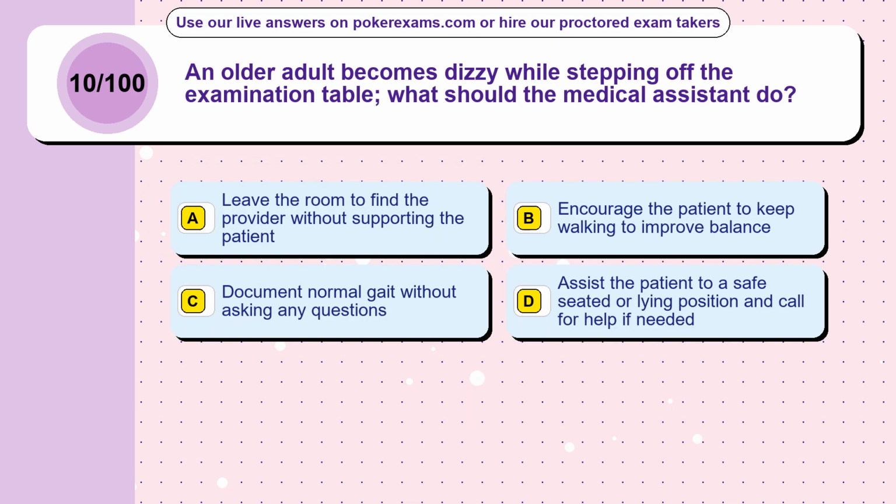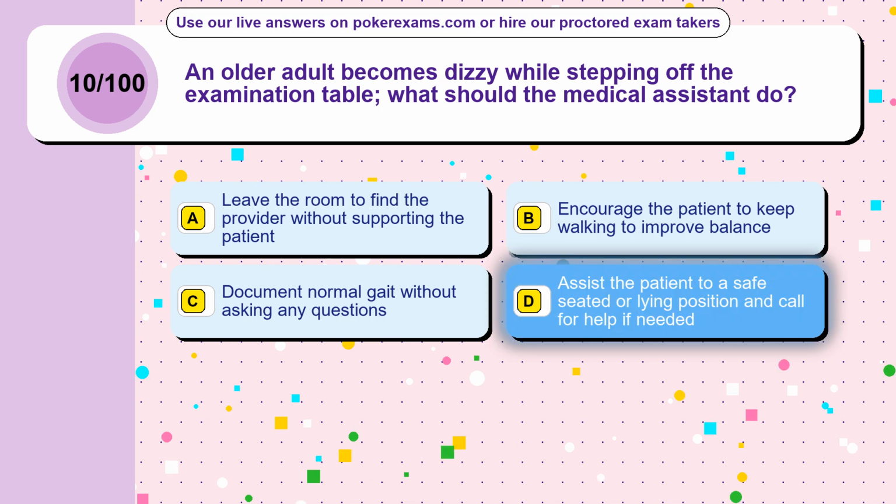Question 10. An older adult becomes dizzy while stepping off the examination table. What should the medical assistant do? Option A, leave the room to find the provider without supporting the patient. Option B, encourage the patient to keep walking to improve balance. Option C, document normal gait without asking any questions. Option D, assist the patient to a safe seated or lying position and call for help if needed.